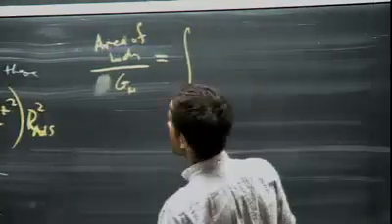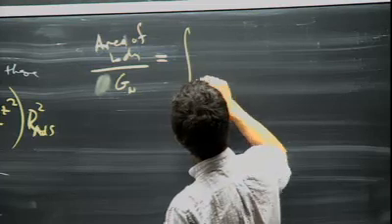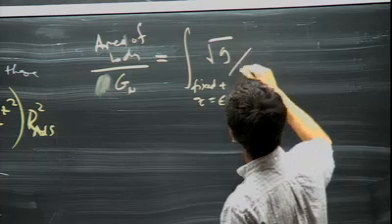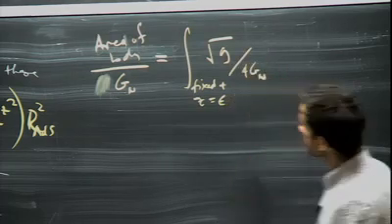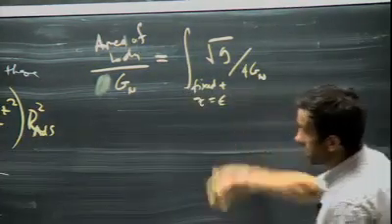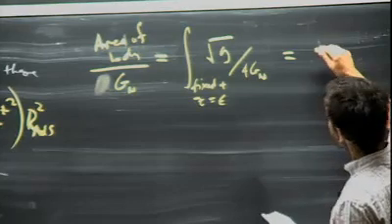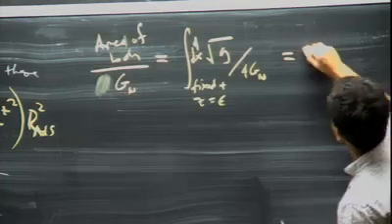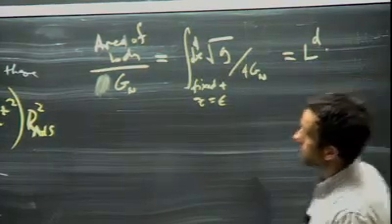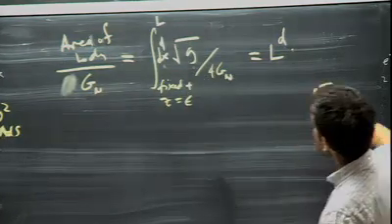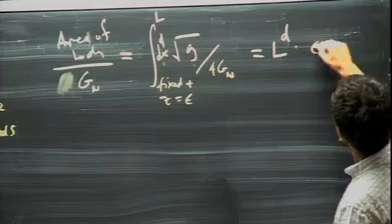I think it would be wrong for me to write the 4. This is an integral over fixed t and z equals epsilon of square root of g over 4 G Newton. Everybody can take the square root of that g. It's just z to the right power, and this is an integral over the spatial dimensions. So this is L to the d, from these integrals just going up to L. And this thing gets evaluated at epsilon, and so that's epsilon to the minus d.